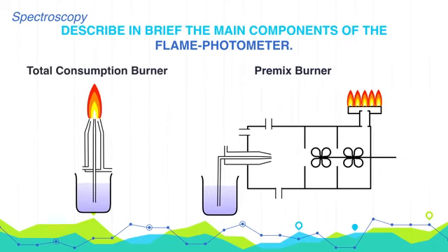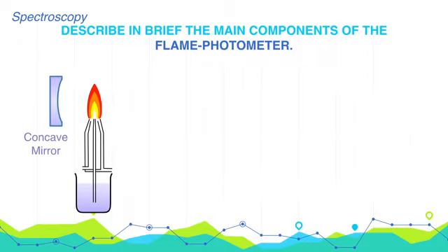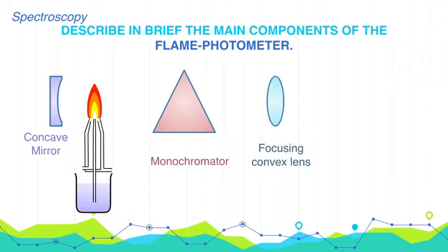So let's discuss other components of the flame photometer. These are concave mirrors. All the radiations which are emitted by the excited atoms are collected by the concave mirror and are passed to monochromators. Next come monochromators. The radiations are dispersed into different wavelengths by rotating the prism or monochromator. The radiations of one value of wavelength are incident at a time on the photocell. Then comes the focusing convex lens. It collects the radiations coming from the monochromators and allows them to fall on the detector.